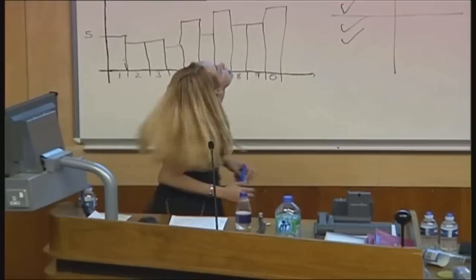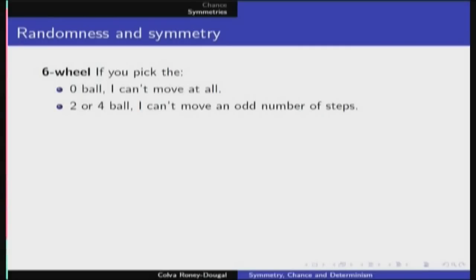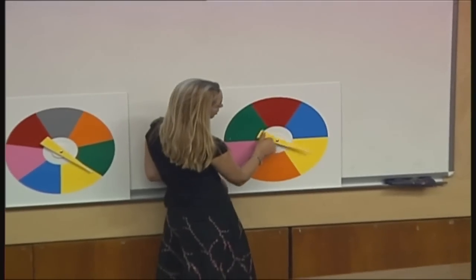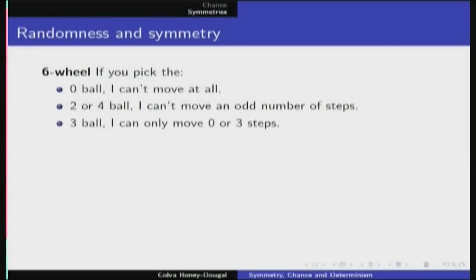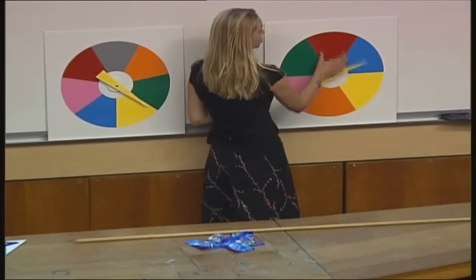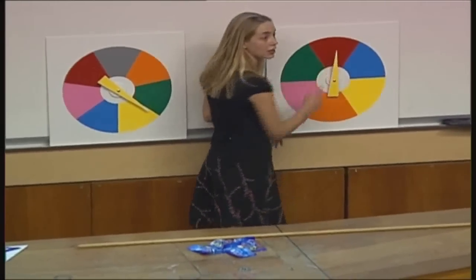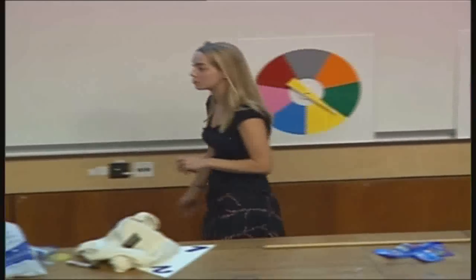If people had picked the 2 ball, which happened, or the 4 ball, well, I can only move an even number of steps if you pick those, so I can't get to all the circuits of my circle. Similarly, if you pick the 3 ball, all I can do is come down to the bottom and up to the top again, and I'm going to do exceptionally badly. I only managed to get 2 colours if you pick the 3 ball.